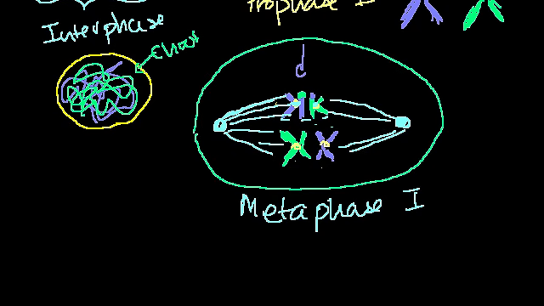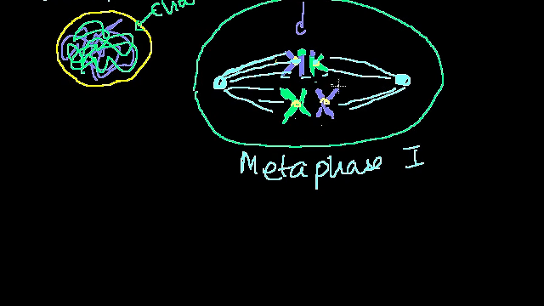Now anaphase 1 is interesting because remember, in mitosis, in anaphase, the actual chromatids, the sister chromatids, separated from each other. That's not the case in anaphase 1 here in meiosis. So when we enter anaphase 1, you have just the homologous pairs separate. So the chromatids stay with their sister chromatids. So on this side, you'll have these two go there.